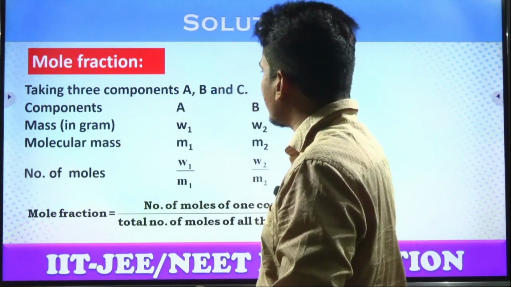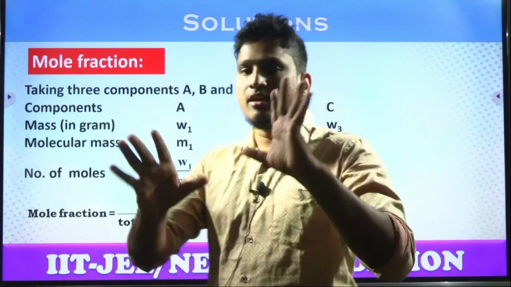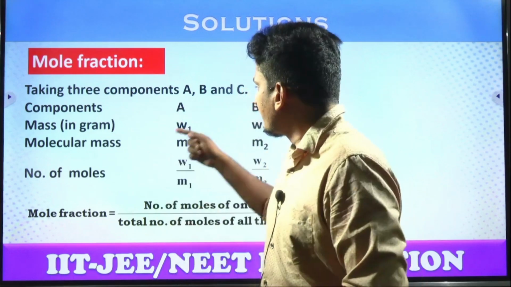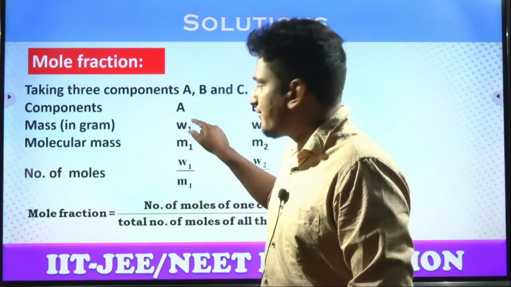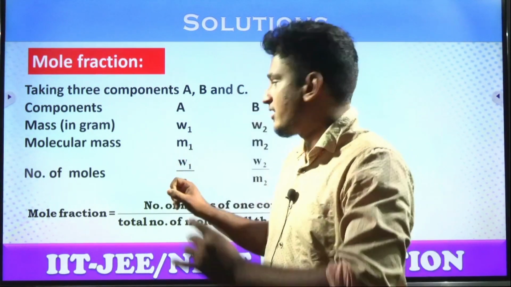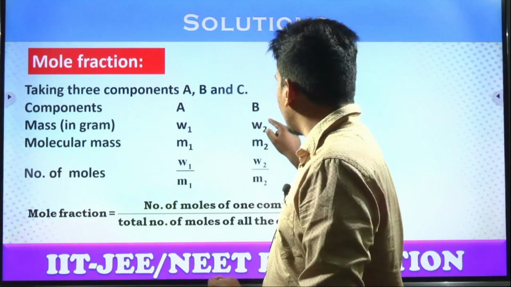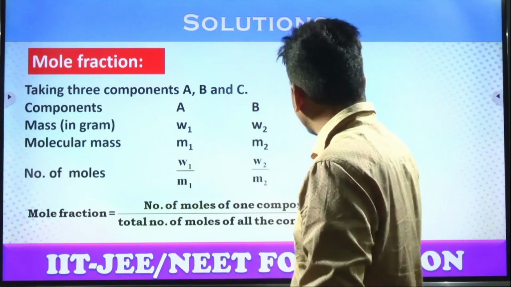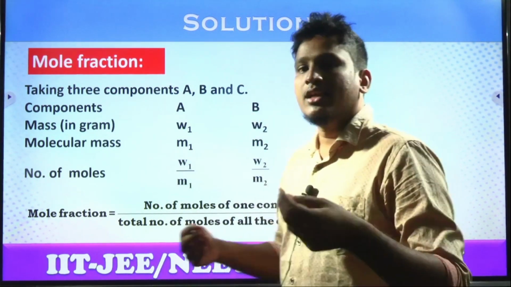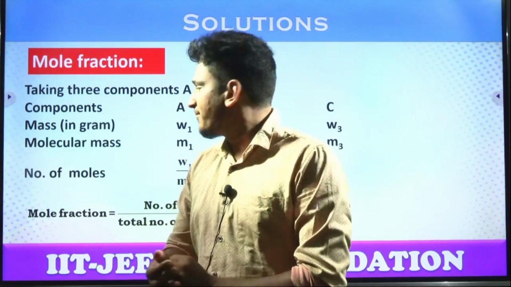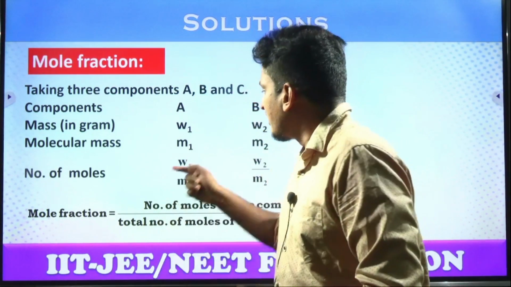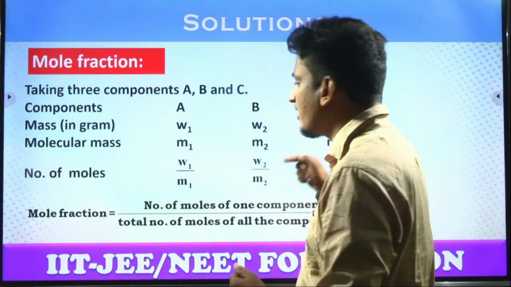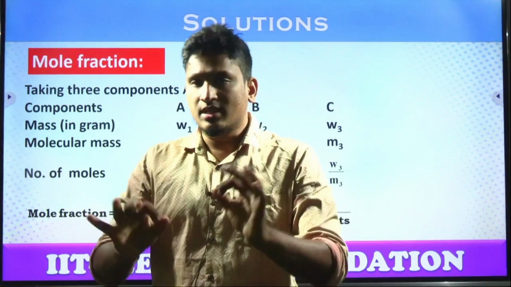So let us take three components, A, B, C. Three components are there in the solution. How to find the number of moles of A? You can see W1 indicates a weight, M1 indicates a molecular weight for A, and W2, M2 indicate the given weight and molecular weight for the component B. Similarly, W3 and M3 indicate the given weight and molecular weight of the component C. Now how to find the number of moles, students? Given weight by molecular weight for each. Yes or no? That's how we can find the number of moles.